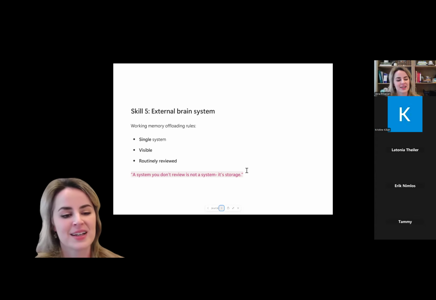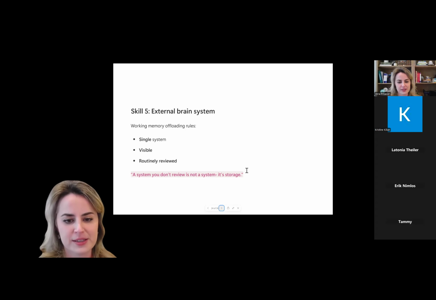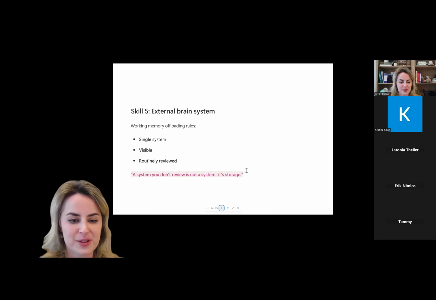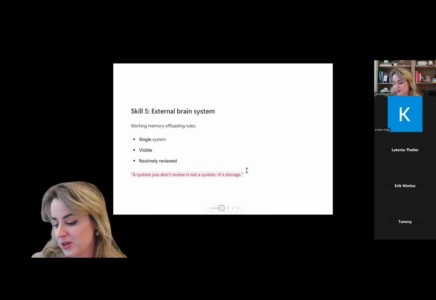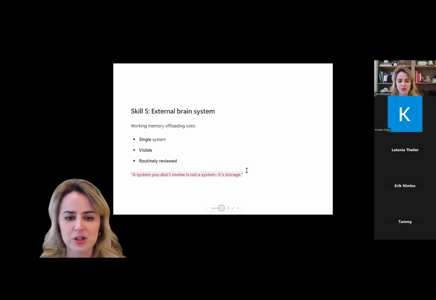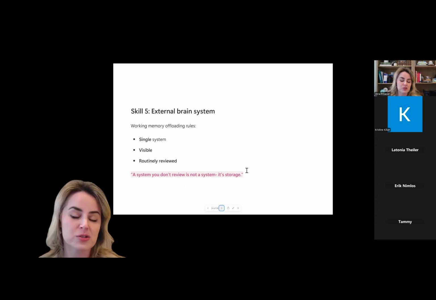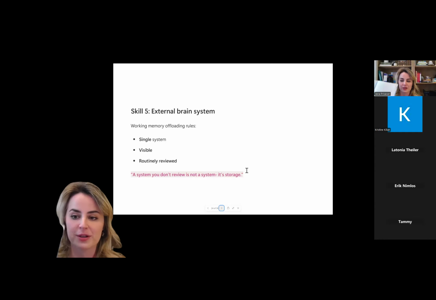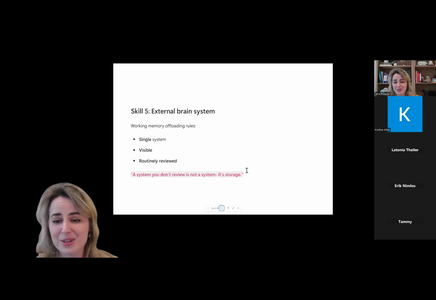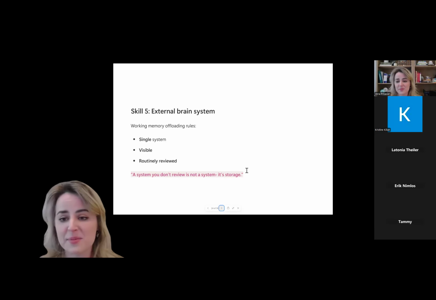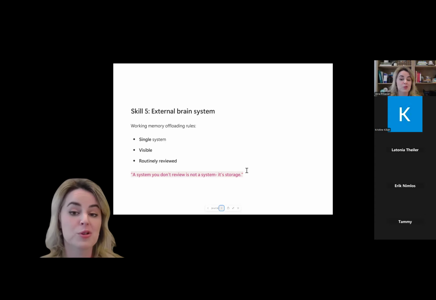All right. This is our last one. This is skill number 5, external brain system. Ooh, I love this one because guess what? Your planner can't be your external brain system. This is just a place to store knowledge. But guess what? My planner is all empty. I'm not using it. If your planner is sitting empty and the pages are blank, you don't write in them, you don't look at it, it's not an external brain.